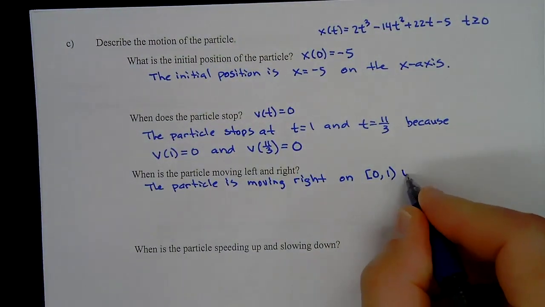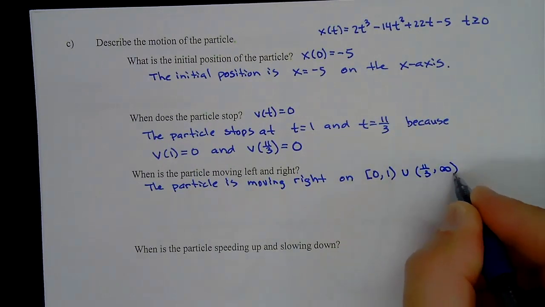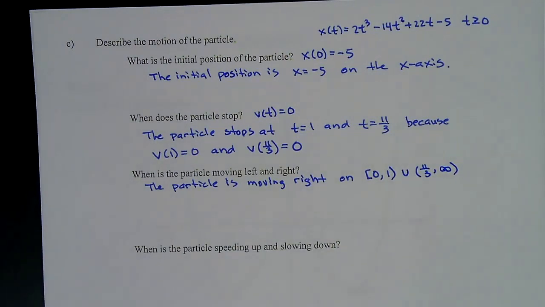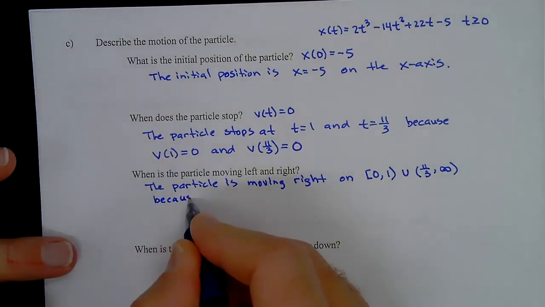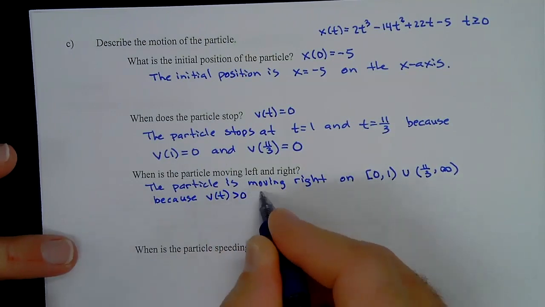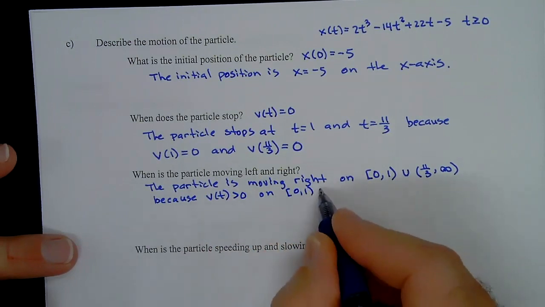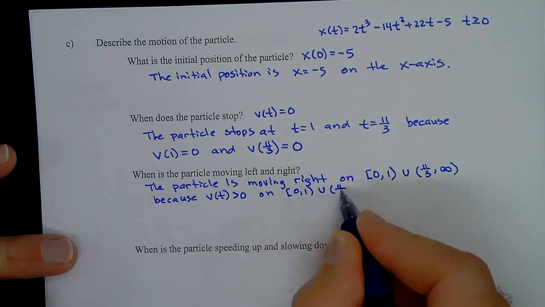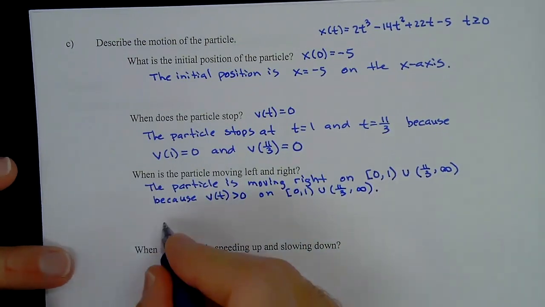So union, parenthesis, 11/3, comma, infinity. And we're not including 11/3 because the velocity isn't positive there. So it's not moving right at t equals 11/3, okay? And so we'd say because v of t is greater than 0 on those exact intervals, 0 to 1, union 11/3 to infinity, period. And then we need to talk about moving left.